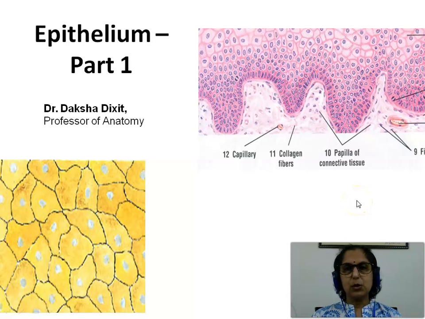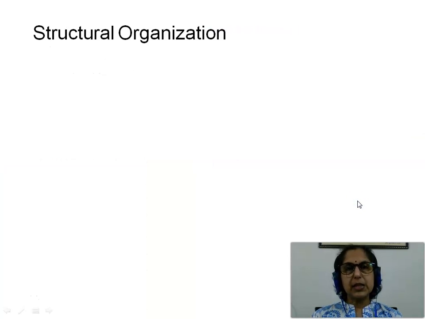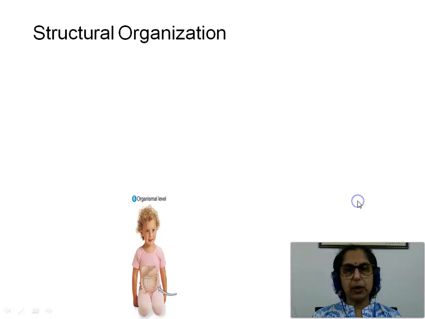Hello students, today we will be studying epithelium part 1. Now let's first see the structural organization of the body.